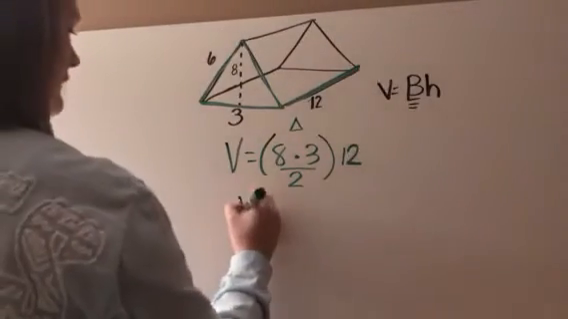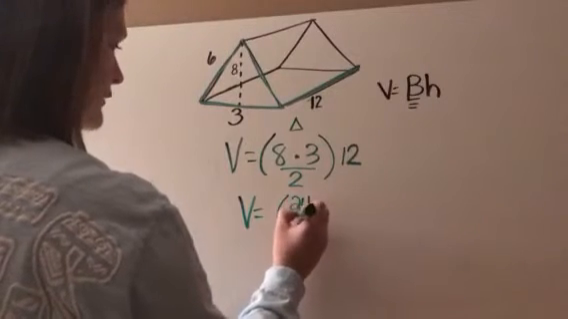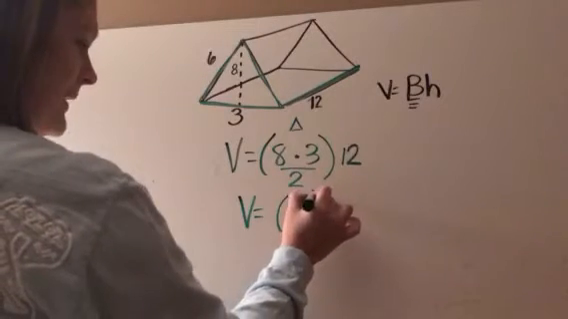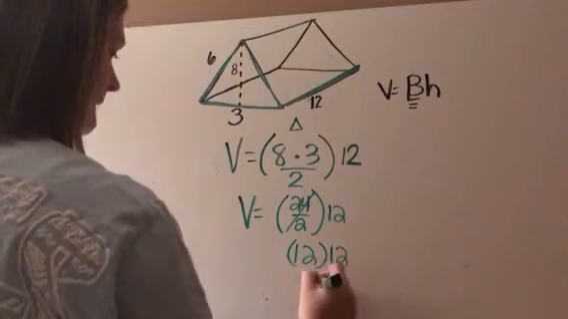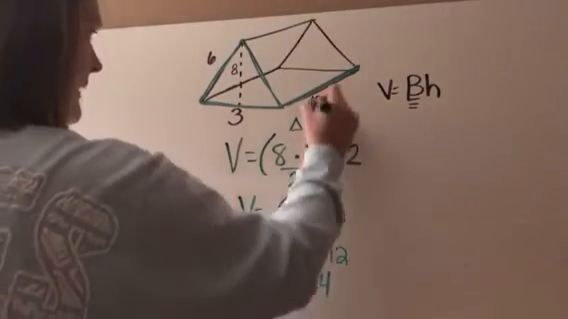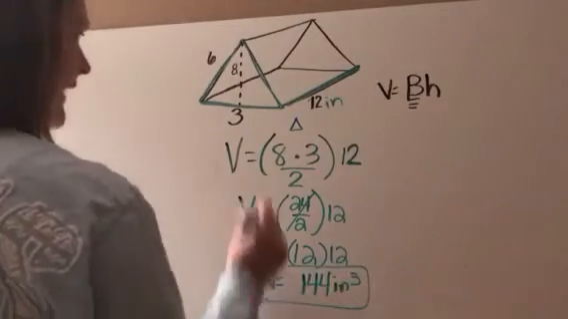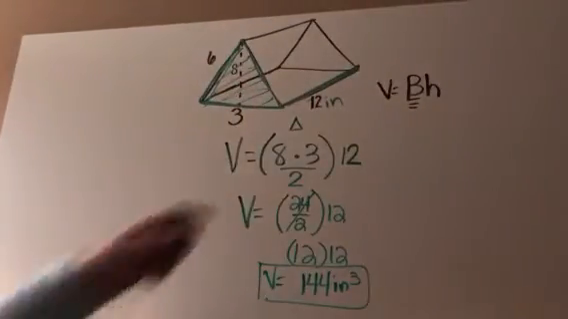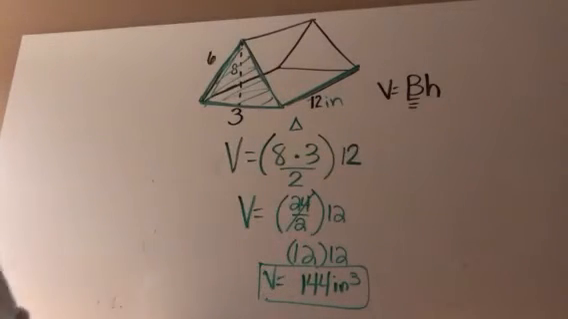All right, so volume equals 8 times 3. I'll break it all down. 8 times 3 is 24. We're going to divide that by 2. 24 divided by 2 is 12. 12 times 12 is 144. And if we had this in inches, it would be inches cubed. All right, so the area of your base, which is your triangle, times the height of your prism. 8 times 3 divided by 2 is 12, and 12 times the height of 12 gives you 144.